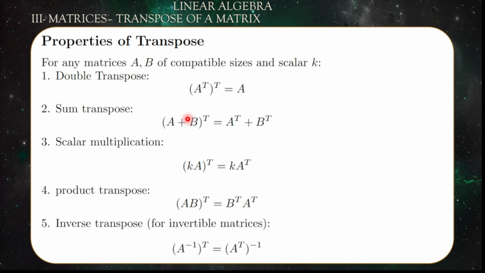Sum transpose, which means that the transpose of A plus B is equal to the transpose of A plus the transpose of B. Scalar multiplication, which means the transpose of k times A is equal to k times the transpose of A. Product transpose: the transpose of AB is equal to B transpose times A transpose. You flip the order. Inverse transpose for invertible matrices: the transpose of A inverse is equal to the inverse of A transpose. We will get to some of that later, in an expanded manner.